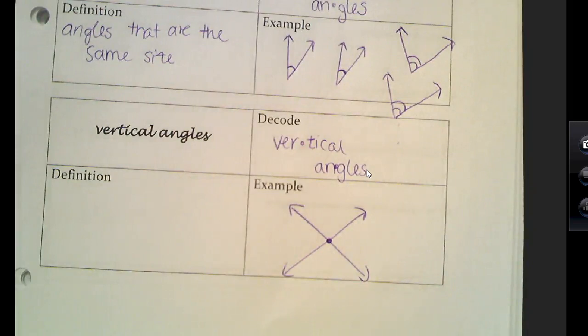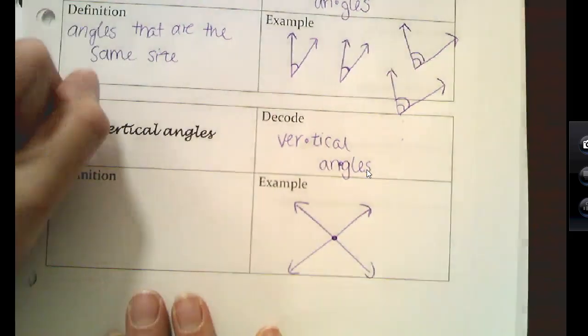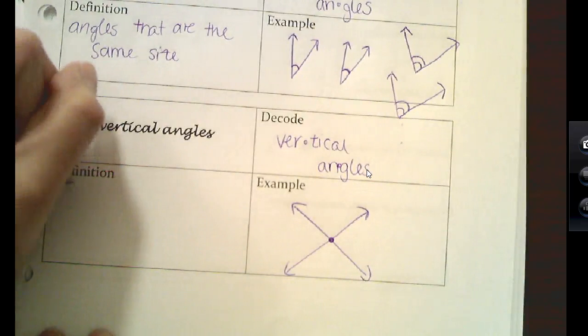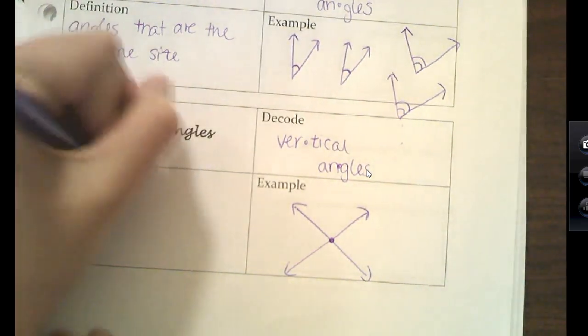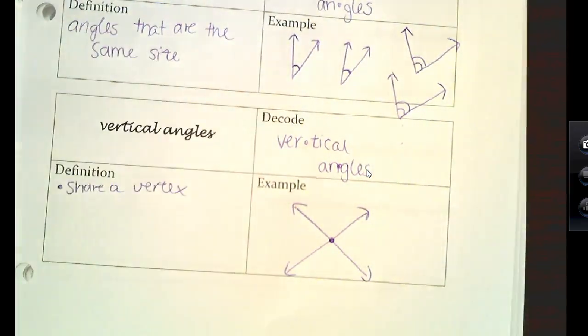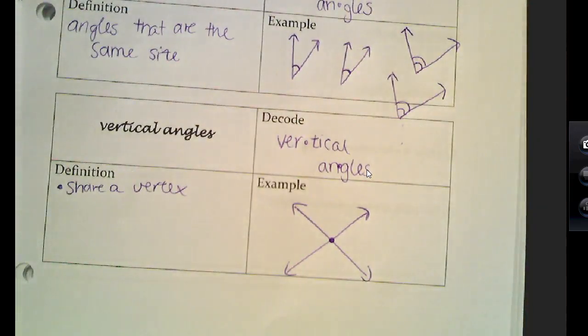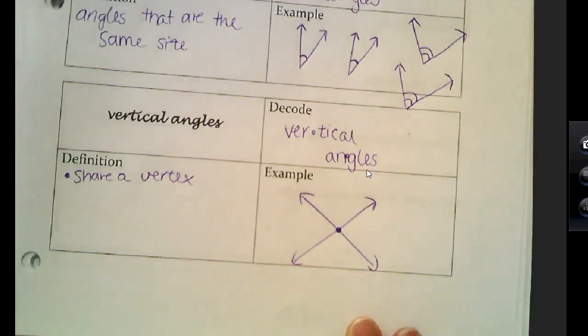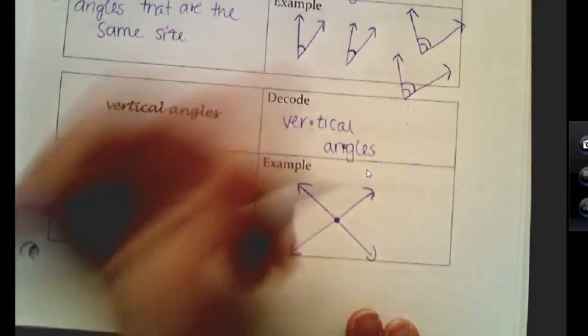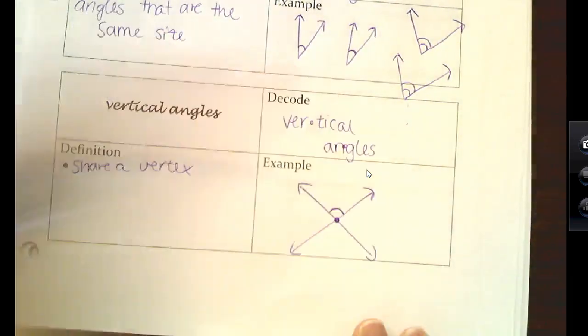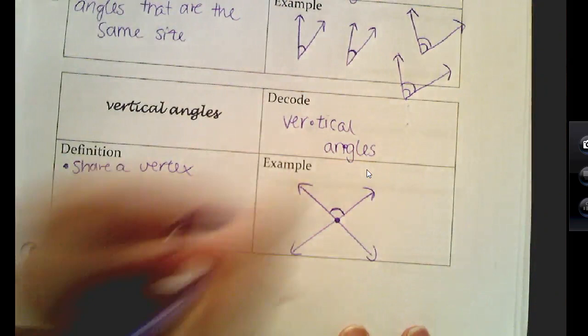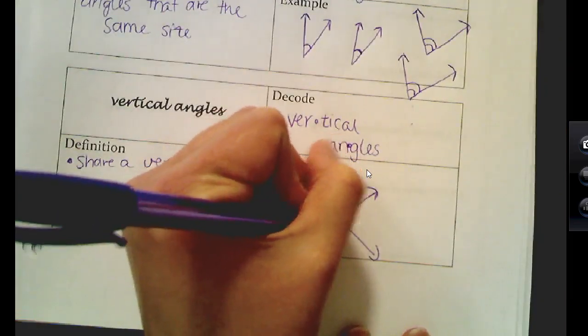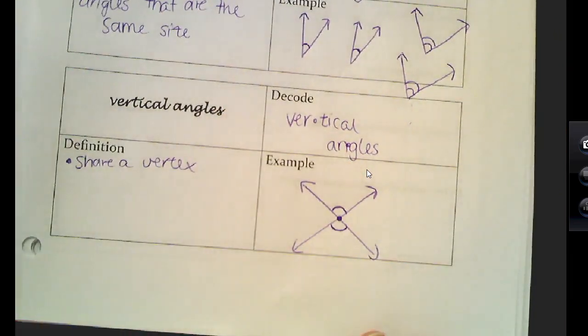So vertical angles, they have to share a vertex. So I'm going to go ahead. My first bullet point is going to be share a vertex because they've got to share that point right there, that vertex. In this diagram, there are actually two different sets of vertical angles. I'm going to go ahead and label the first set. This angle right here is a vertical angle with this angle right here. You see how they're stacked on top of each other?